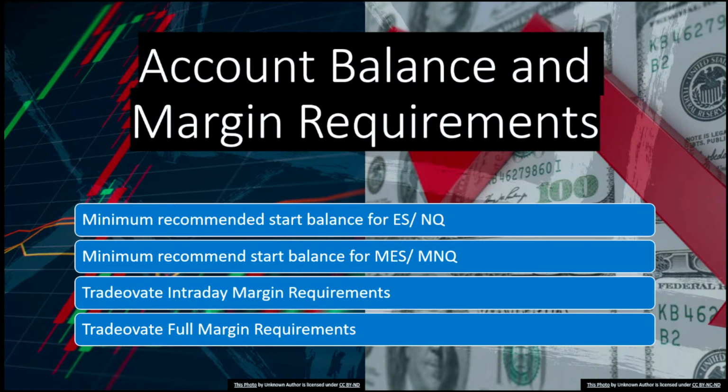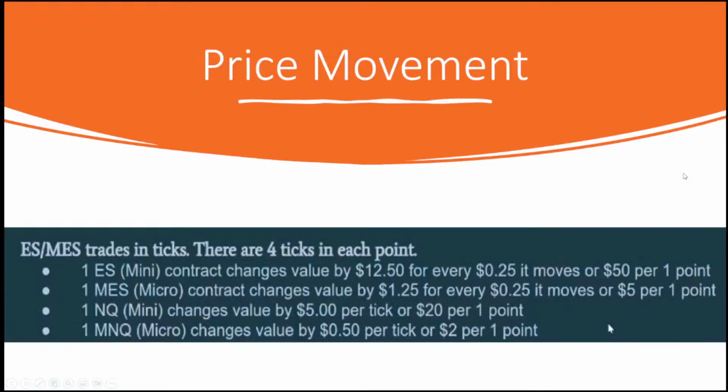For overnight margin requirements, ES is a minimum of about $13,000. This varies kind of day to day and broker to broker. MES is a minimum of $1,300. NQ is a minimum of $19,000. And MNQ is a minimum of about, again, $1,900. Again, those are a little bit of movement here and there on them.